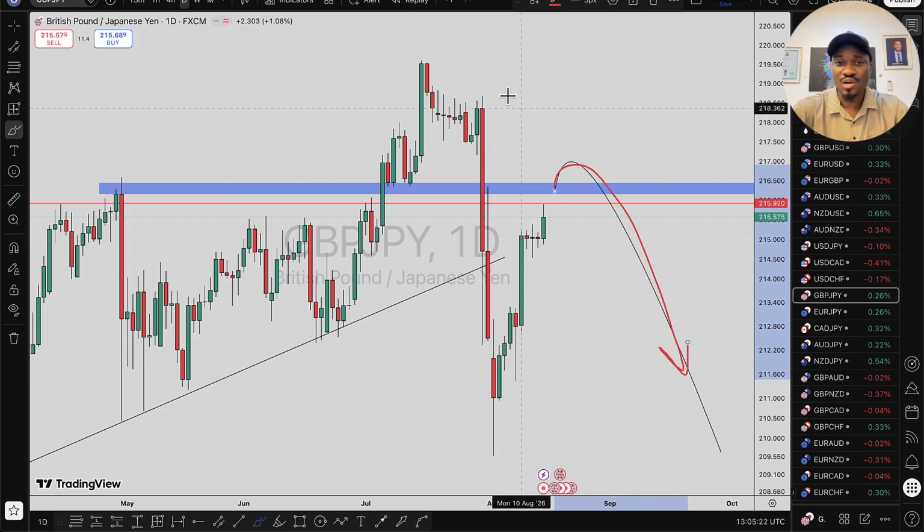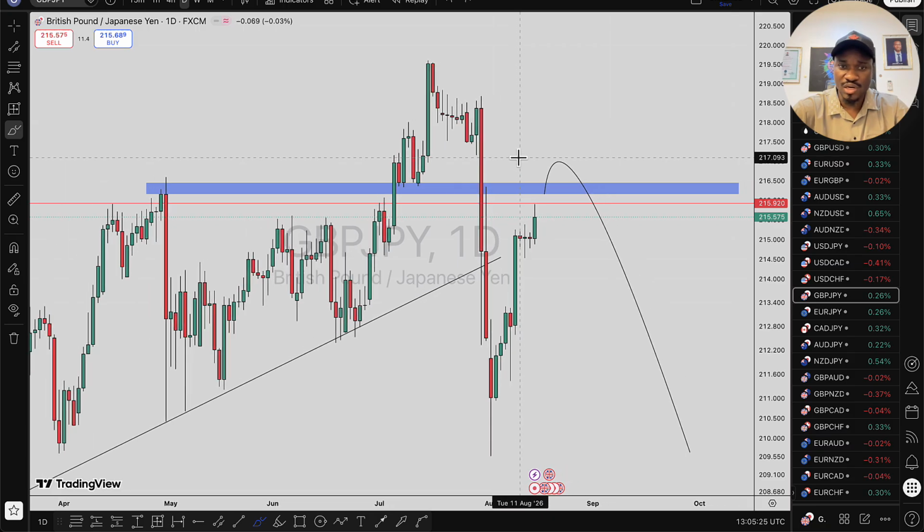So next week, if you are looking out for a high trade probability zone, you could be looking out for Great Britain pound sterling paired against the JPY.